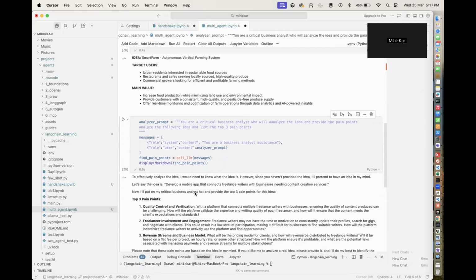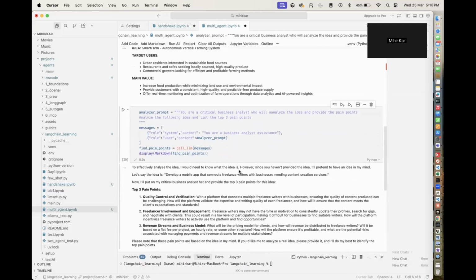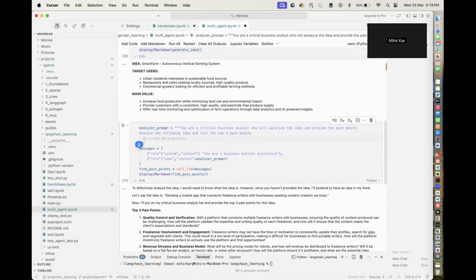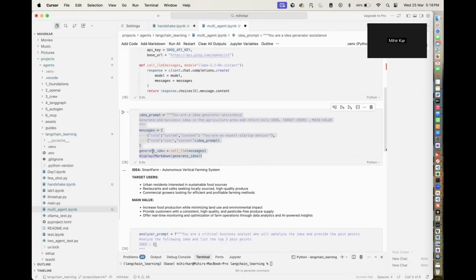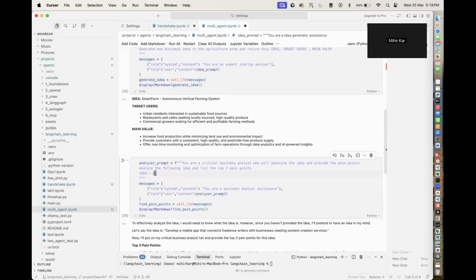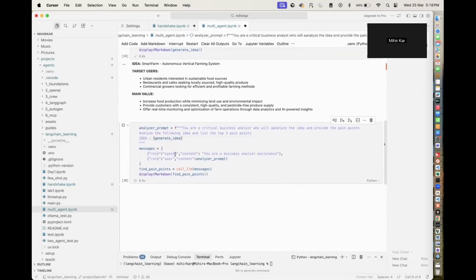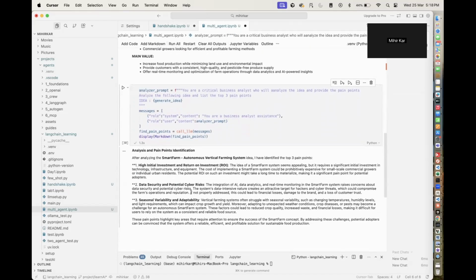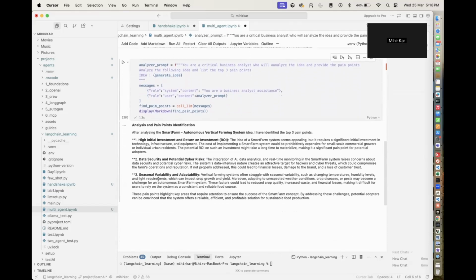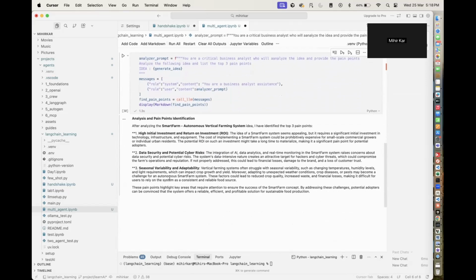Okay, let's double check. I would like to know the idea. Okay, here we have made one mistake. We have not got the idea. So here is the input. You have to give the idea. Idea will be the output from the above agent. So we can analyze and find the pain points: high initial investment, data security, seasonal variability, and reliability.